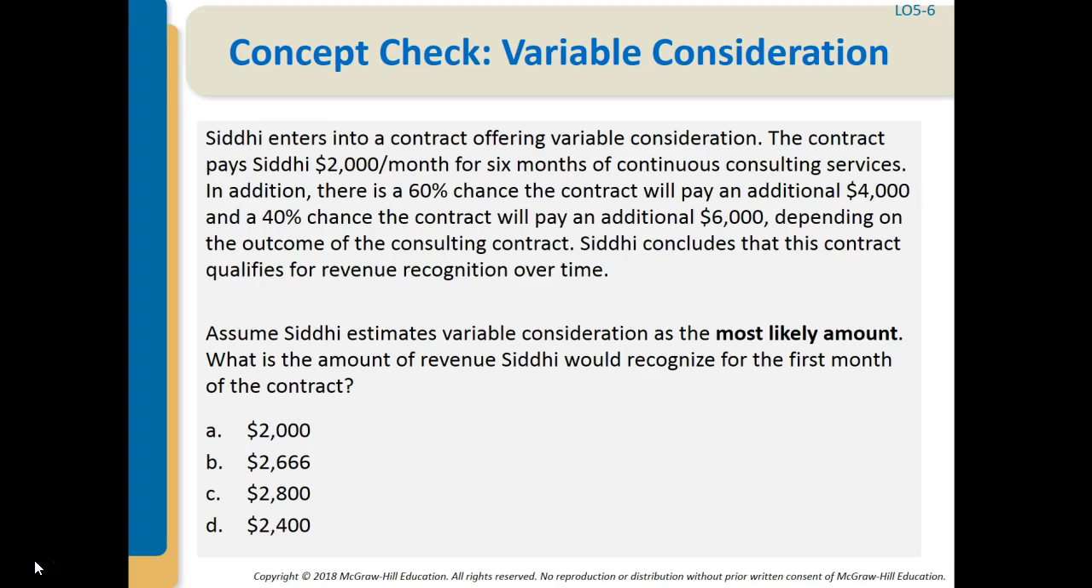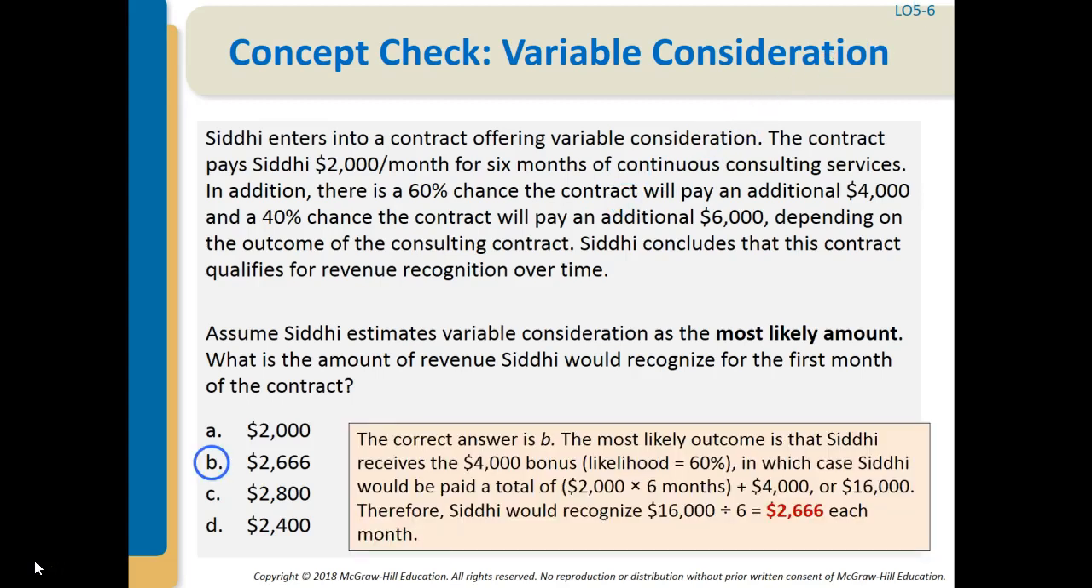So Citi enters into a contract offering variable consideration. The contract pays Citi $2,000 a month for 6 months of continuous consulting services. In addition, there's a 60% chance the contract will pay an additional $4,000, and a 40% chance the contract will pay an additional $6,000, depending on the outcome of the consulting contract. Citi concludes that this contract qualifies for revenue recognition over time. Let's assume Citi estimates that variable consideration as the most likely amount. What is the amount of revenue Citi would recognize for the first month of the contract?